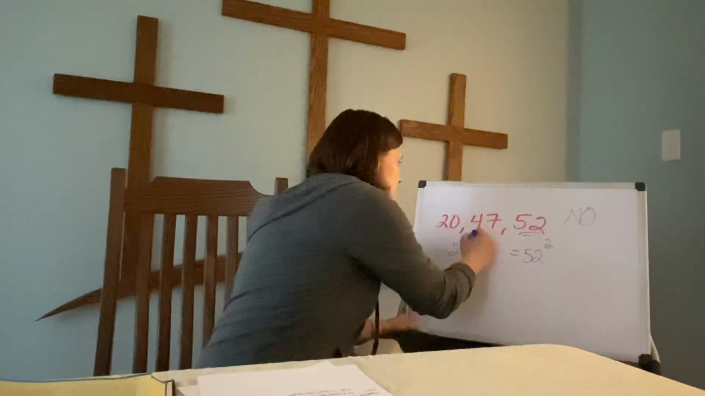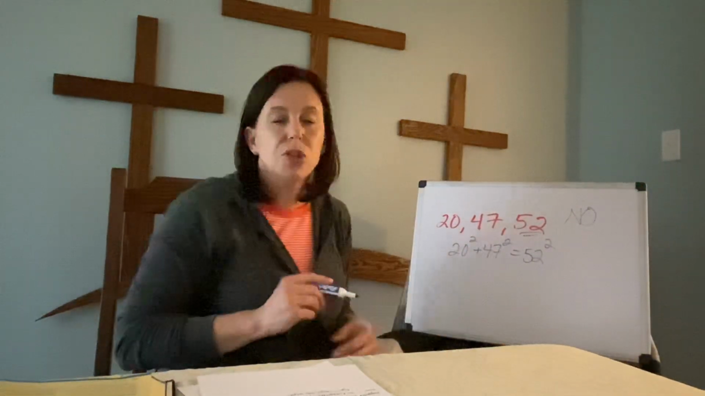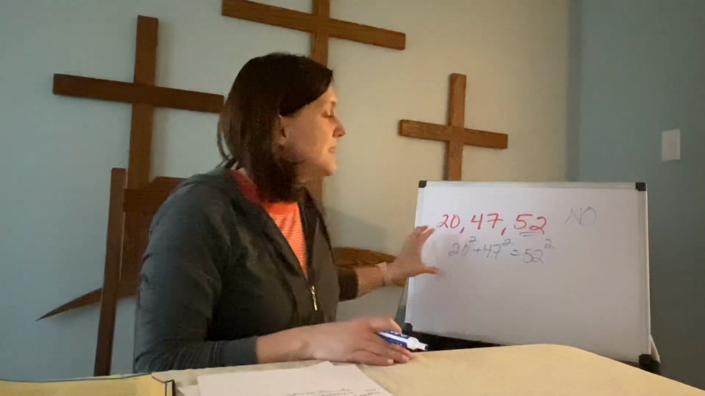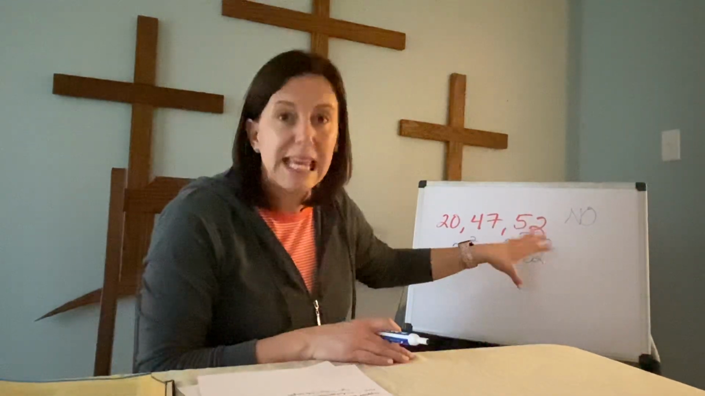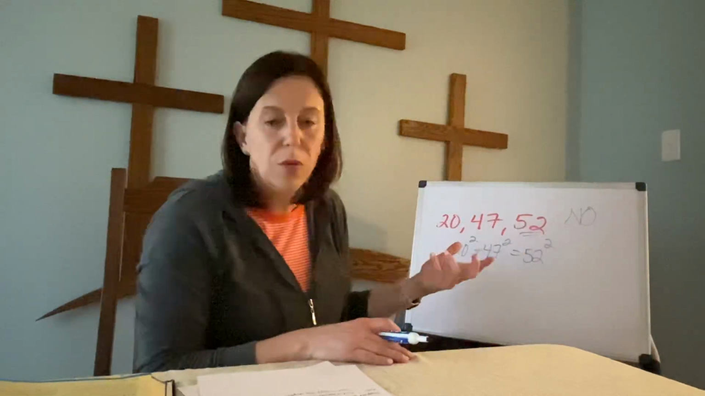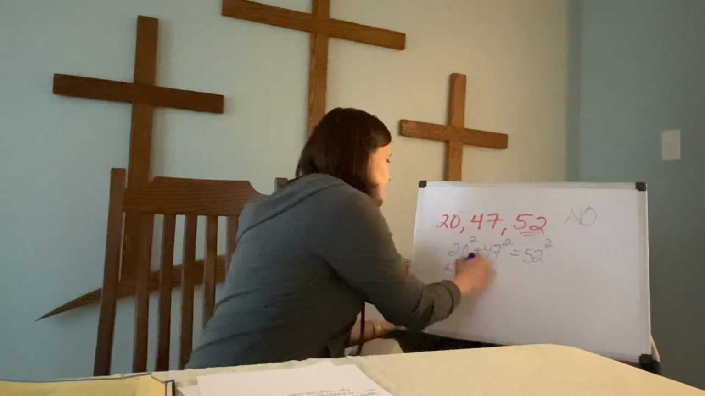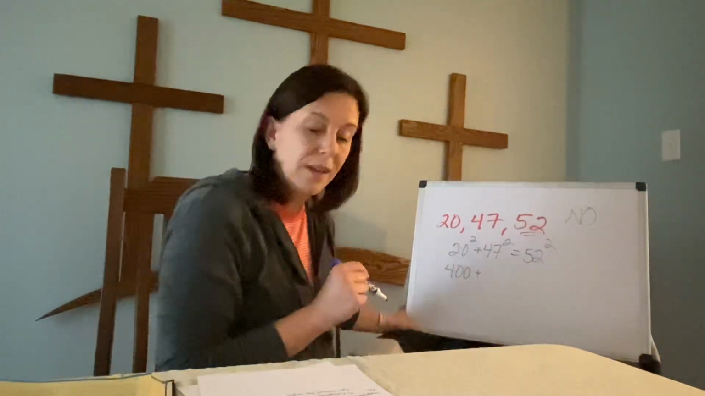20 squared plus 47 squared equals 52 squared. If this is a true equation, it would tell me it is a right triangle. We know the answer is no, so let's see why that is true. Well, 20 squared is 400. You probably knew that one.